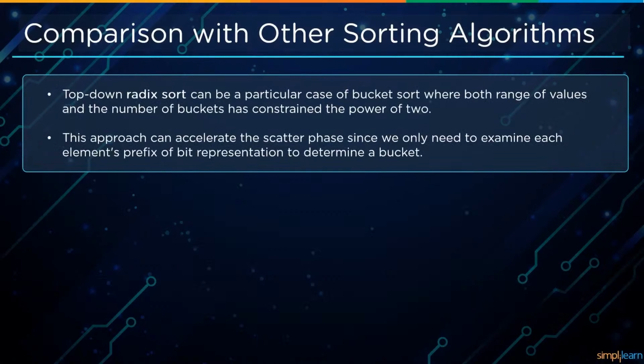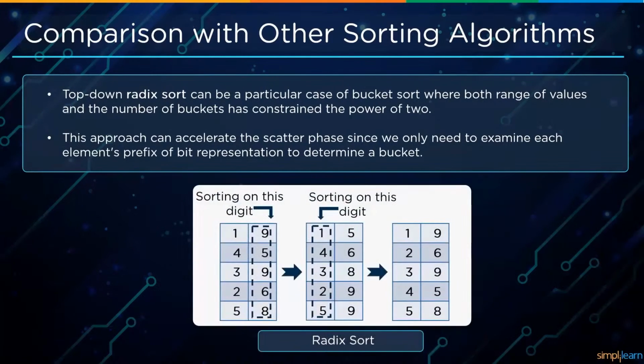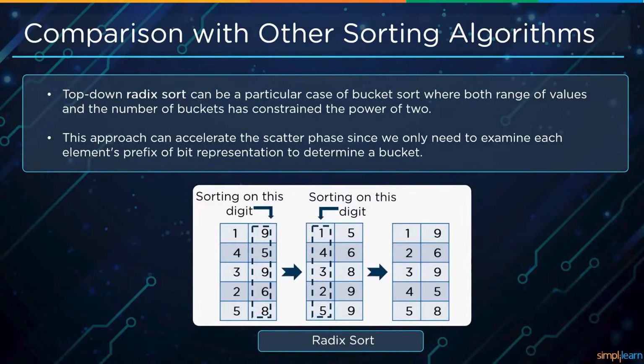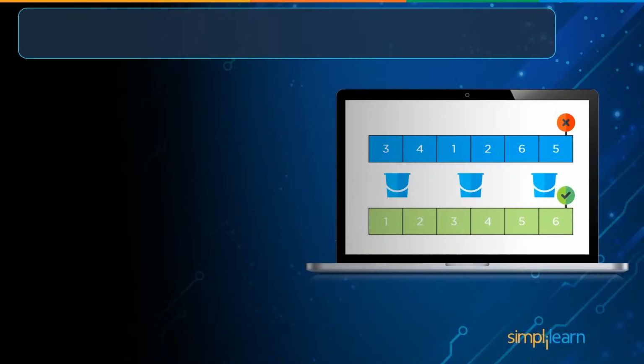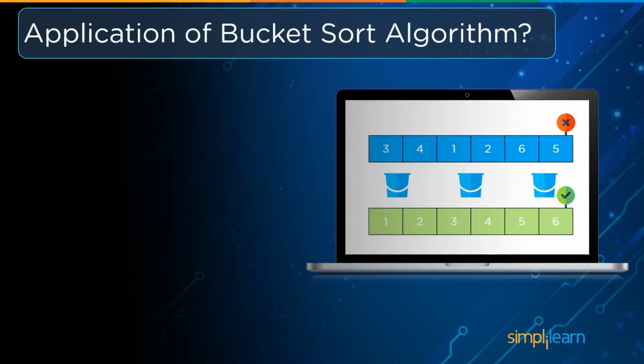Lastly, we have one more sorting algorithm for comparison, that is radix sort. Top-down radix sort can be a particular case of bucket sort where both the range of values and the number of buckets are powers of 2. This approach can accelerate the scatter phase since we only need to examine each element's prefix of bit representation to determine a bucket. At last, we have one more topic to learn, that is the applications of bucket sort algorithm.